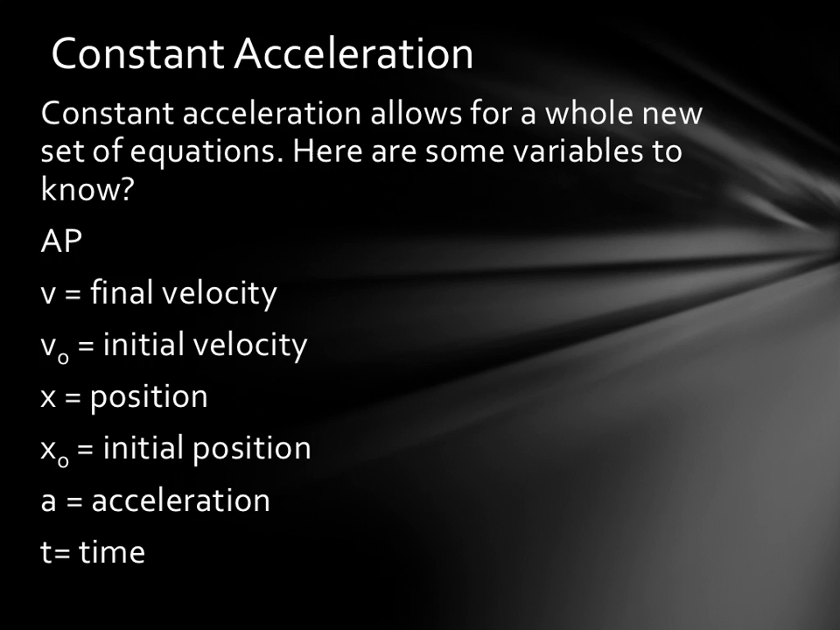For all of our acceleration equations, you want to be familiar with and able to recognize these variables, because these will be used over and over and over again in your equations. So v without a subscript is your final velocity. V with an O as a subscript is your initial velocity. X stands for position. XO is your initial position. A stands for acceleration. T stands for time. Big ones to remember: the V naught or X naught, the little O, always means your initial. And X is related to distance.